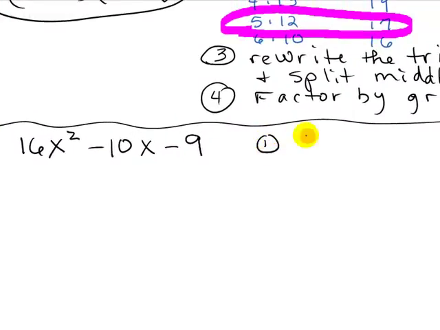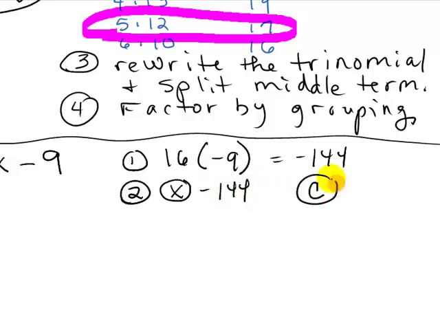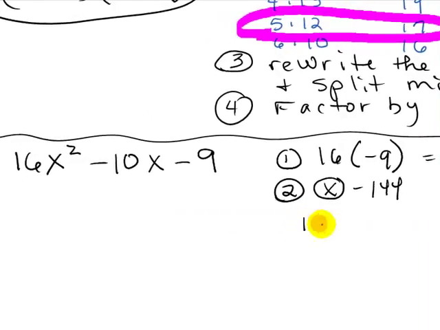Step 1. 16 times negative 9 will equal negative 144. Step 2. We need all the factors of negative 144 that will combine, which means we're going to add or subtract to get that negative 10. So it's a negative 10, which means my large number will need to be the negative.